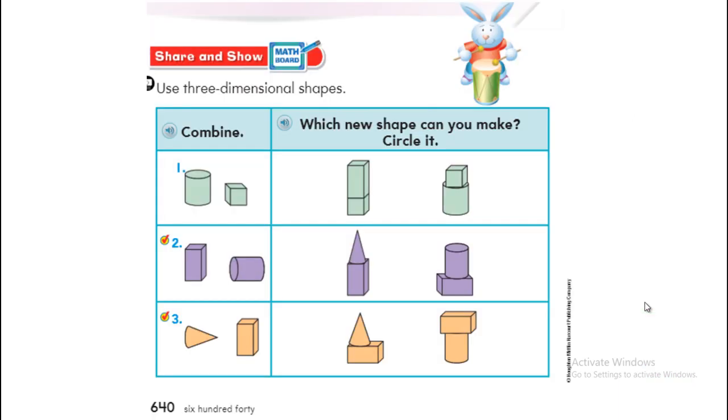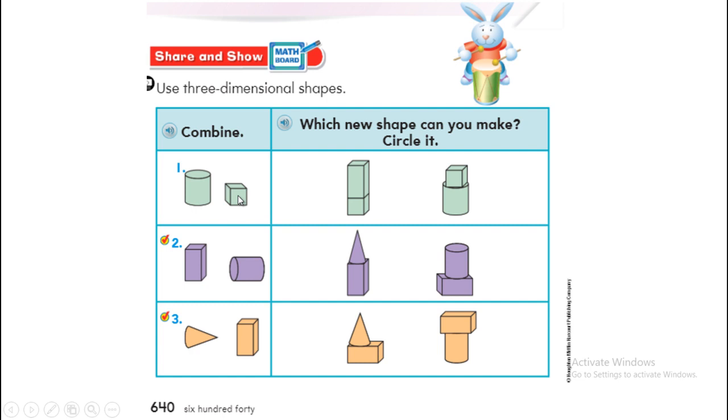Now in this question, use the three-dimensional shapes. Here you have two different shapes. We want to combine them. Combine means put together. And which new shape can you make? Circle it. Well, I have here a cylinder and a cube.